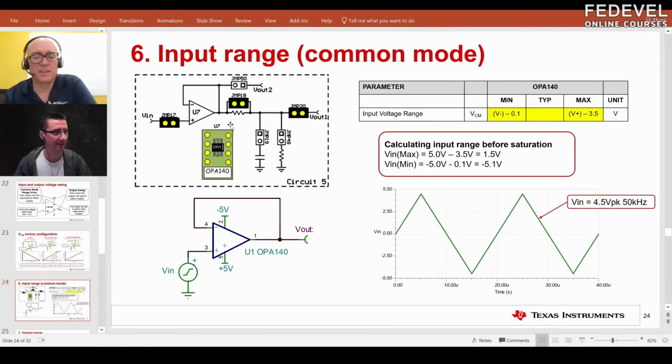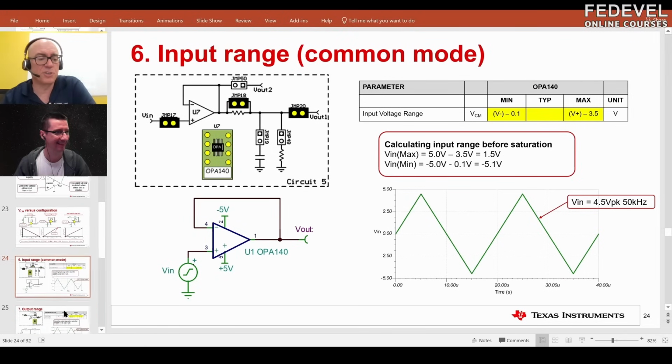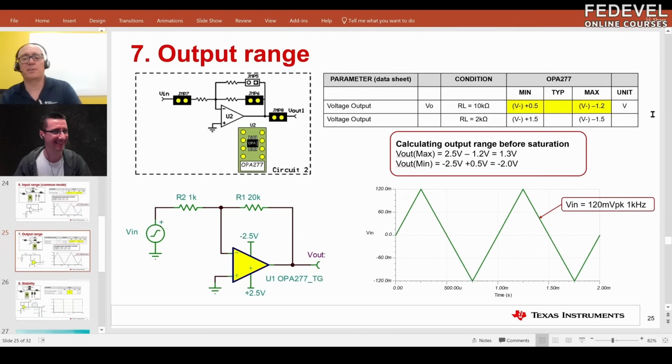Okay, so what about output range? That's a very similar type of response here. I didn't show this so much with the input range, but the calculation is essentially the same. The way that input and output range are specified is it gives you the minimum and maximum input range and output range. And it says relative to the power supply, we can go above the negative supply by 0.5 volts and below the positive supply by 1.2 volts.